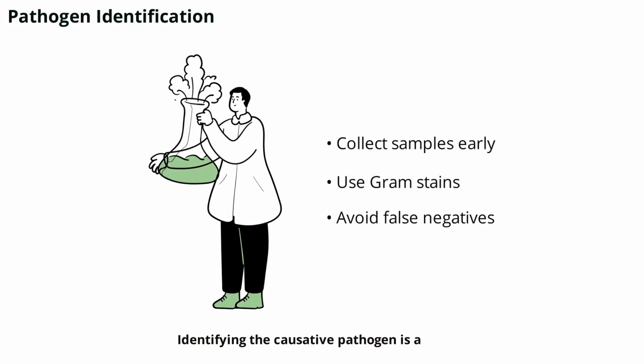Identifying the causative pathogen is a key step in infectious disease management. Whenever possible, samples should be collected before starting antimicrobial therapy. Gram stains and other rapid tests can reveal the presence of bacteria or mycobacteria. Delaying sample collection until after therapy begins can lead to false negative results, making it harder to tailor treatment effectively.